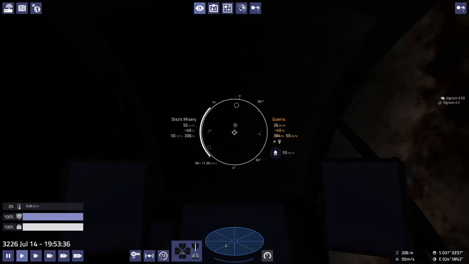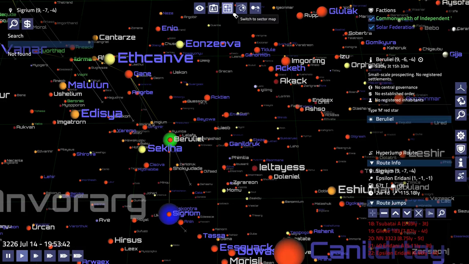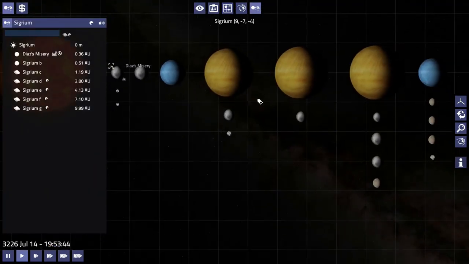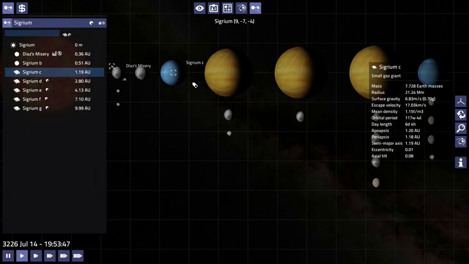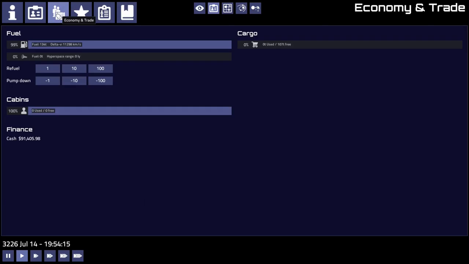Normally, I would fuel scoop here in Sigrium, because Sigrium has some scoopable places, right? Sigrium C. It's a little far, almost 1.2 AU. But because Yamashita is broken, we can't scoop, because Yamashita, for some reason, slows the entire game down when you get in the right position, or the wrong position, I should say.